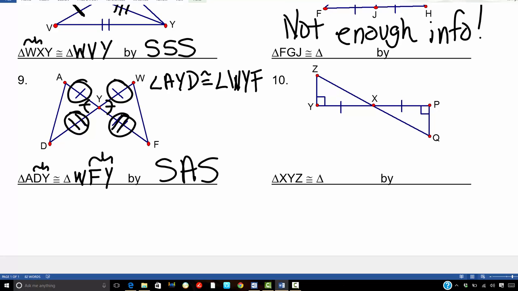Moving forward, number 10, we again have vertical angles.